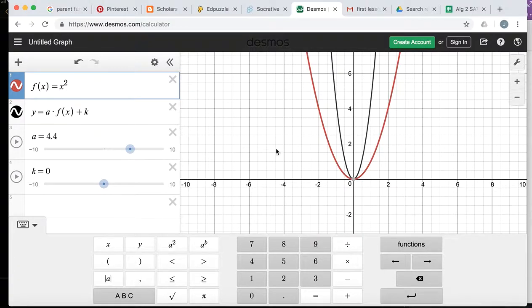And it automatically changes both functions. So that's why I like to have the f of x here. It just changes everything. All I do is change my original f, and it also changes it in my transformation statement down here.